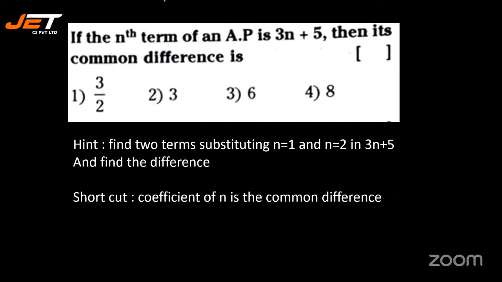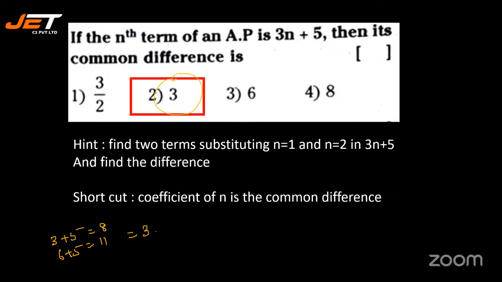See the next question. If the nth term of an AP is 3n plus 5, then what is its common difference? So we have to find two terms by substituting n is 1, n is 2 in 3n plus 5 and then find the difference. Okay. So when n is 1, it is 3 plus 5, which is 8. When n is 2, it is 6 plus 5, which is 11. So 11 minus 8 is 3. So this is the common difference. Okay. All right. Now let's move on to the next question.